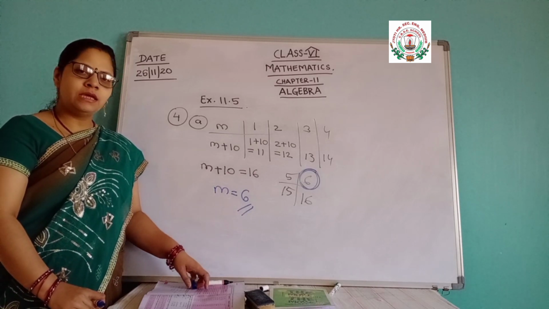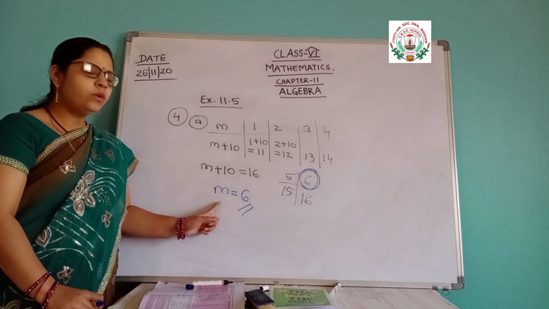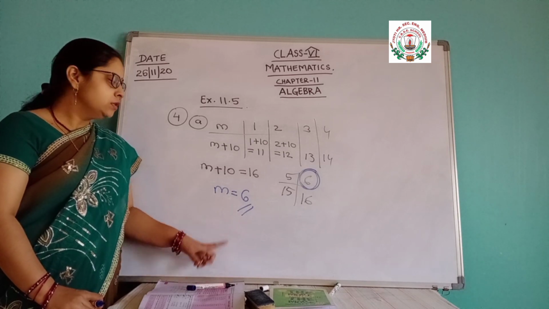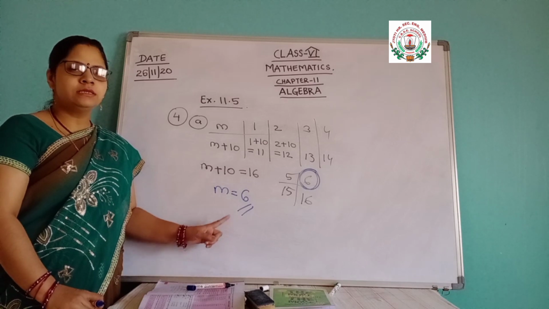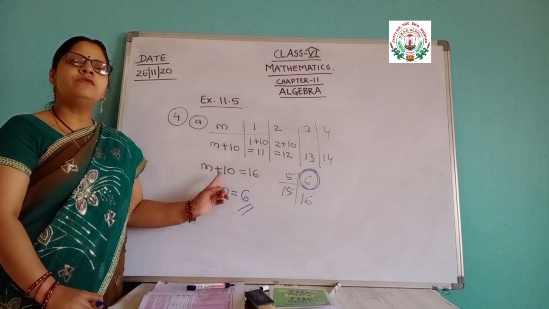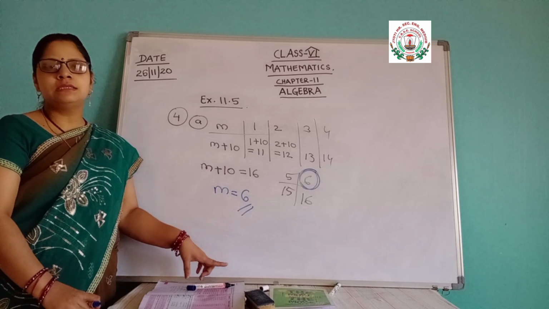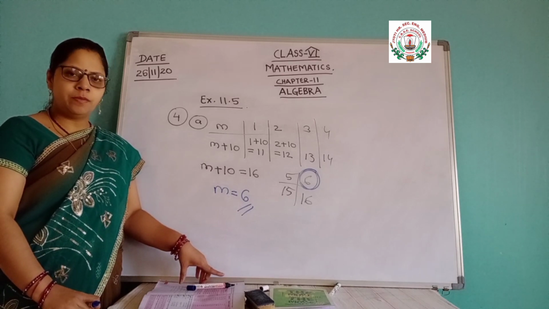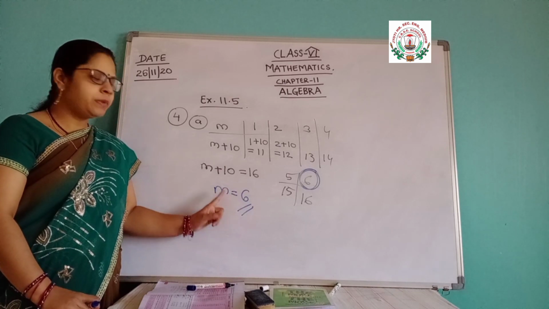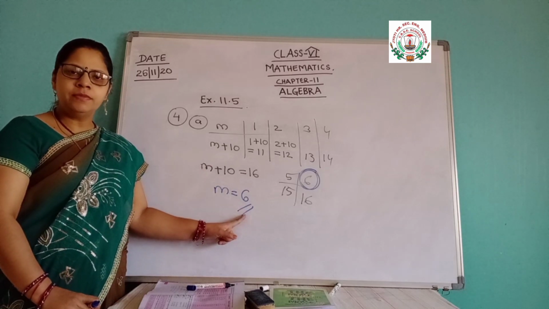The other way of saying is that the value of the variable M is 6. What are the two ways of saying? The solution of the equation is 6. Solution of the equation means, this is the equation, the solution of this equation is 6. This is one way of saying. The other way of saying is that the value of the variable is 6. What variable is used here? The variable M. And the value of this variable M is 6.